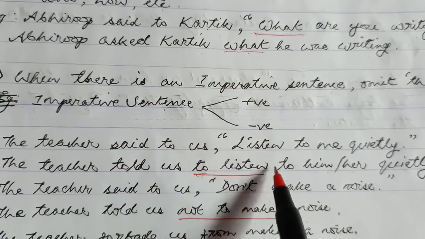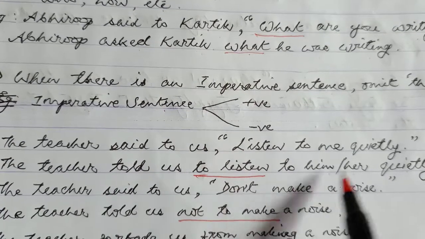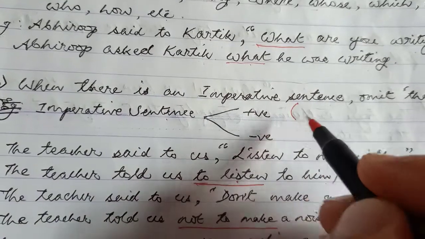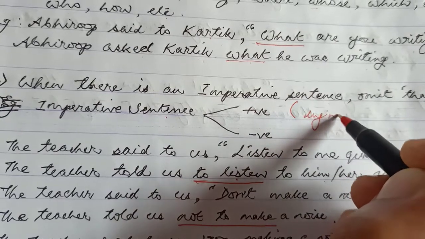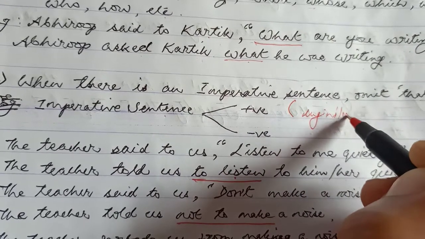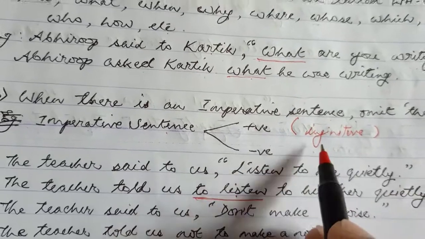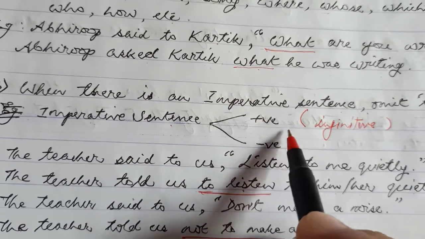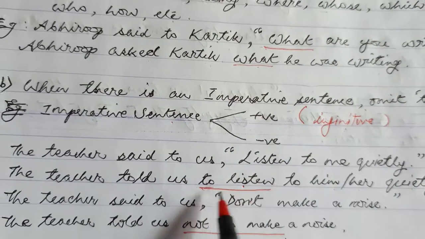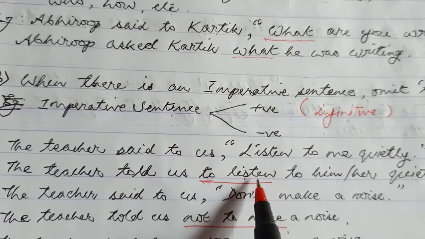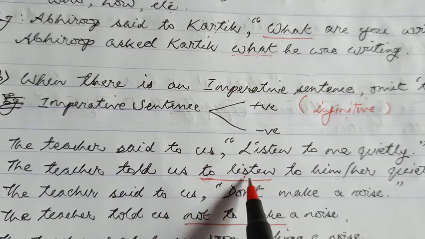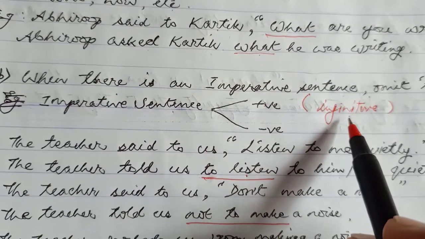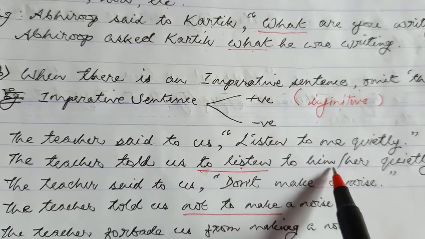So in what framing did we get the answer? We got the answer in the use of infinitive, right? To plus verb is infinitive, right? So when there is a positive imperative sentence, we get the answer with the use of infinitive. To plus verb is called infinitive in English grammar. It is one kind of verb, right? To go, to shout, to read, to write, to dance, to laugh. These all are examples of infinitives, right? So the teacher told us to listen to him or her quietly.